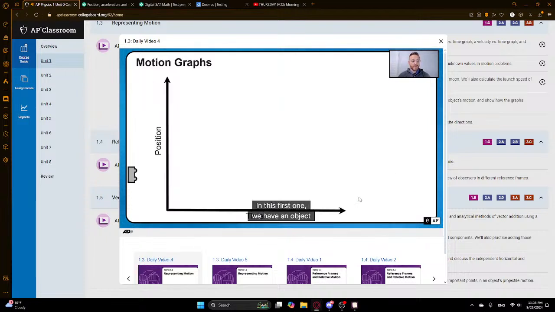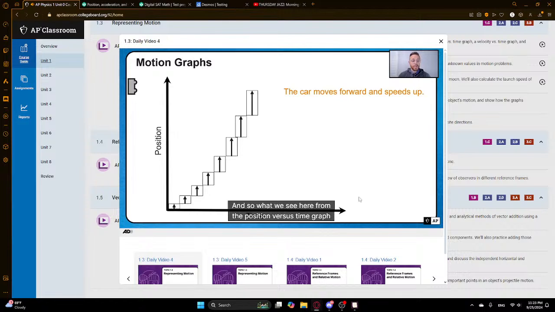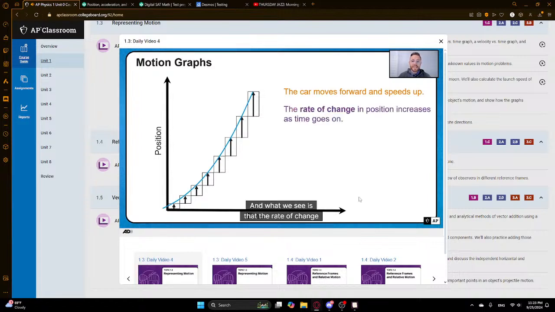In this first one, we have an object moving forward and speeding up. There's the little dot diagram that we had with the little vector arrows for each time interval. We're going to spread those out in time so we get a nice position versus time graph. And what we see here is that the car is moving forward and it's covering more distance every time. It's speeding up. We're going to draw a line connecting the tips of those. And what we see is that the rate of change in position increases as time goes on, which means the slope of our position versus time graph increases as time goes on.